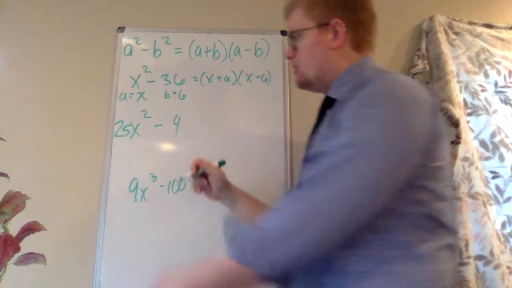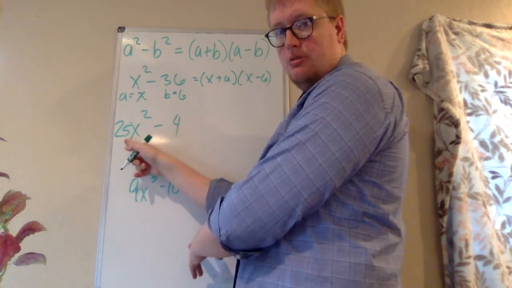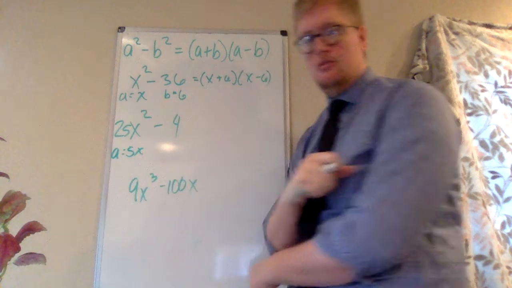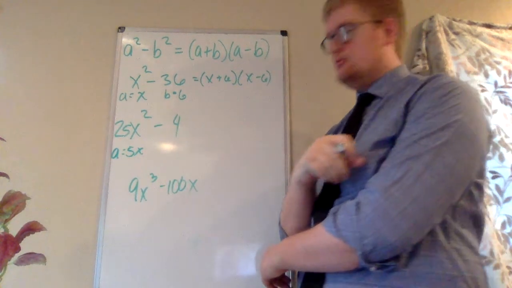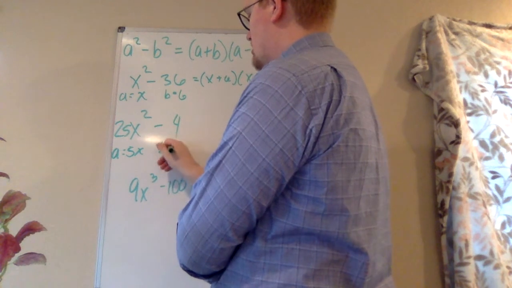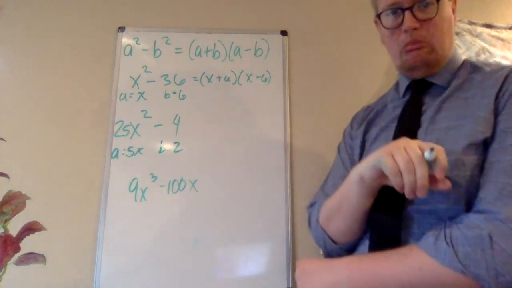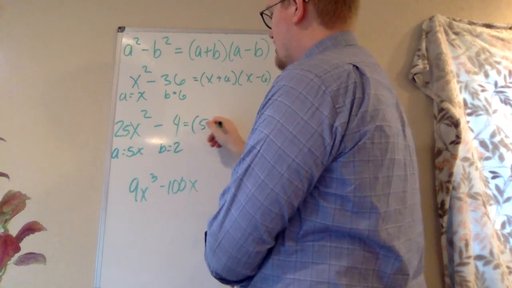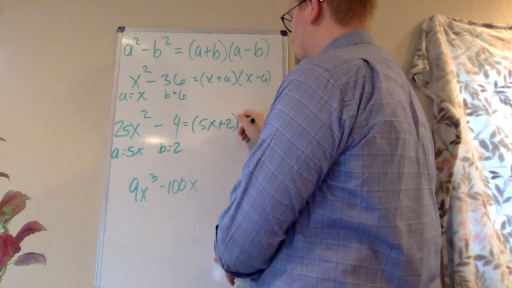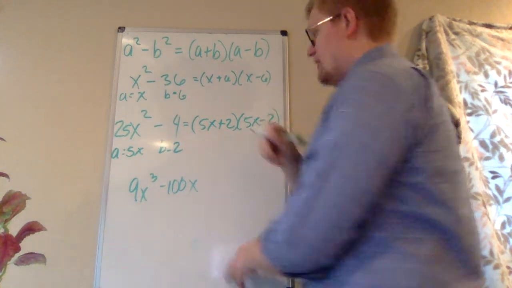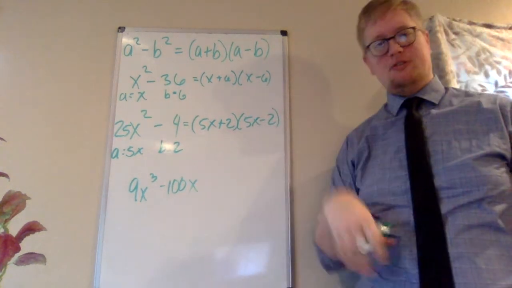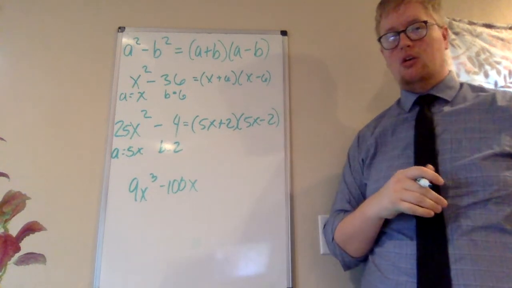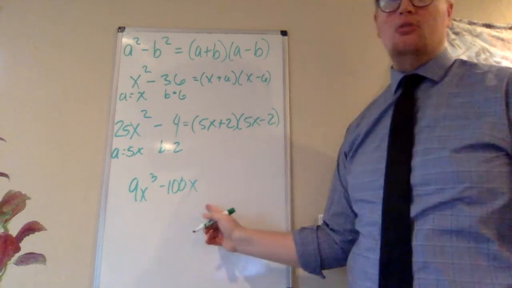All right, second example. Square root of my first term, square root of 25 is 5. Square root of x squared is x. So my a is going to be 5x. Square root of 4 is 2. That's going to be my b. Sorry for the glare. That gives me 5x plus 2, 5x minus 2. That's my answer. Square root of the first term, square root of the last term, plug it into your formula for a and b.